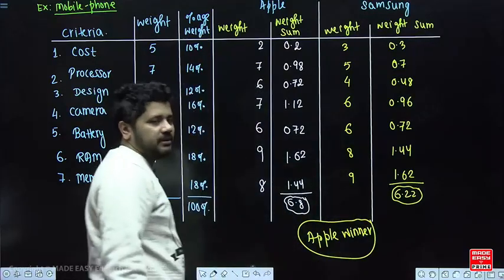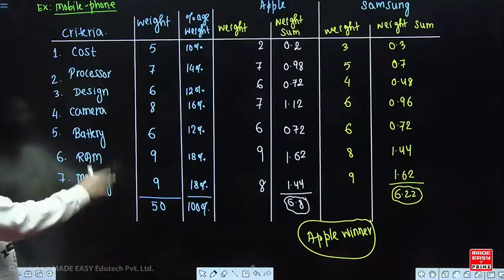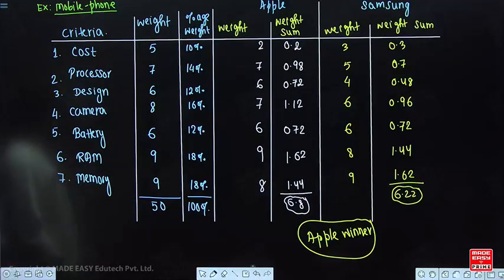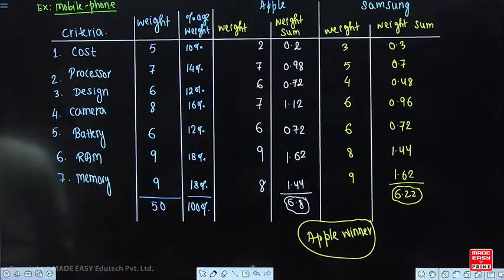It is just an example, right? So if you change the criteria, if you change the weight, maybe the Samsung will be the winner. So depending upon your criteria and your weight, Apple is the winner, correct?